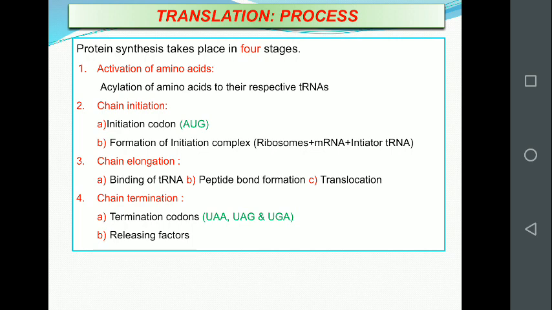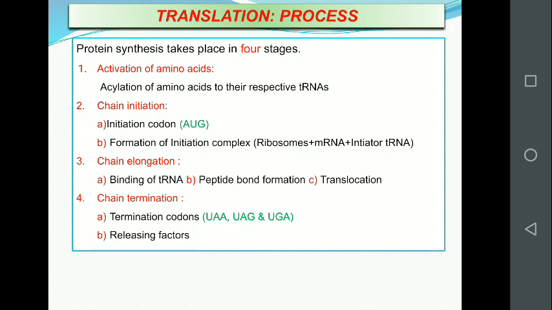The first stage is activation of amino acids. Activation of amino acids means the amino acids must be acylated, or attached, to their corresponding tRNA molecules. A particular amino acid must be attached to its specific tRNA molecule only. Suppose one tRNA is methionine tRNA, which recognizes the AUG codon. Then the tRNA must be acylated with methionine only.